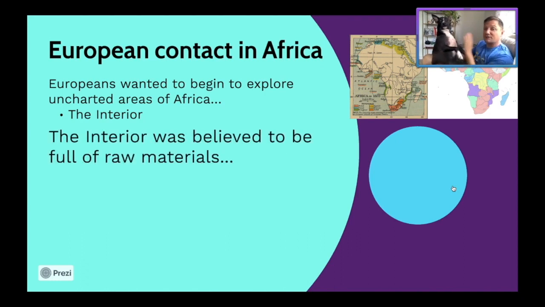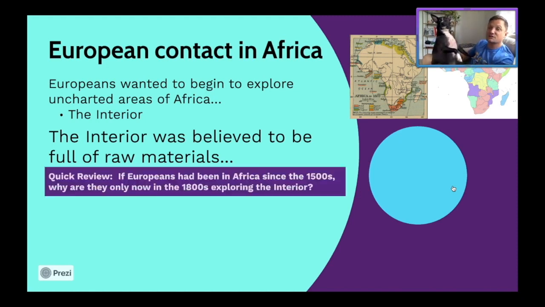Going into it, the interior was believed to be full of raw materials. They believed that things like petroleum, diamonds, and gold were going to be inside the interior of Africa. Now, they didn't find as many precious metals as they thought they would. They did find a lot of diamonds in South Africa, but the interior is home to a lot of things like palm oil, rubber, and other naturally occurring substances as well.